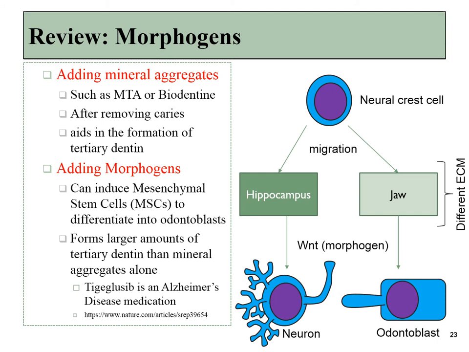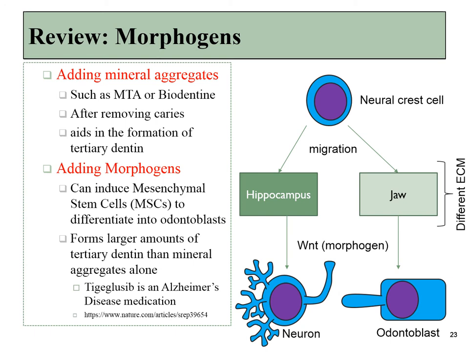So in my little cartoon over here to the right, what I'm trying to show you is that a neural crest cell, if it's given the right morphogen, can turn into a neuron or an odontoblast. So what determines whether it turns into a neuron in the hippocampus, which may be one of those special types of neurons that can keep undergoing mitosis even as we get older, or whether it turns into an odontoblast and forms that very important substance called dentin in our jaws, depends on a second signal.